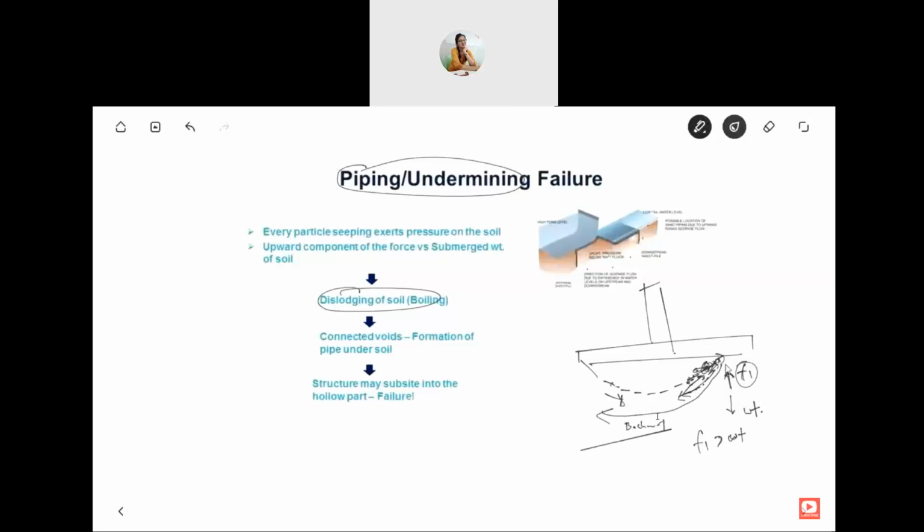The hole slowly propagates from downstream to upstream in the backward direction. This formation of connected voids, that is, it keeps on forming voids which may go into a hollow kind of structure, is known as a pipe. That is why it is known as piping failure. If there is a hollow part, obviously the structure will try to subside into this hollow part, and because of which it fails.